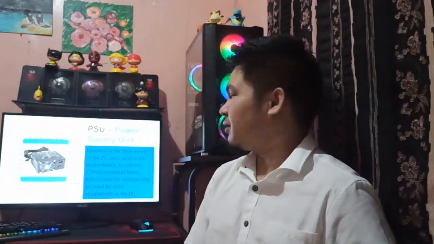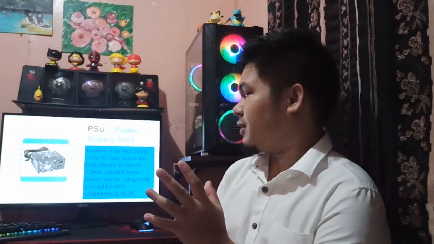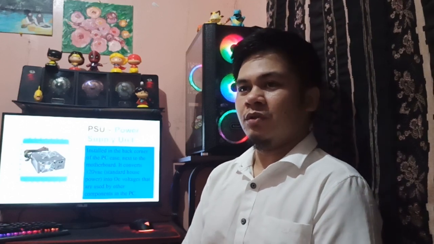Last is the PSU, or the power supply unit. It is installed in the back of the system unit, and it converts the power so that it can be used by the components of your system unit or your computer. It is very important that you have this, because it will convert the amount, the volts, needed by your computer.